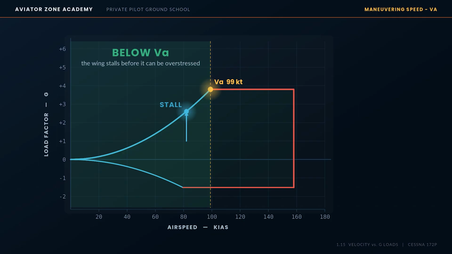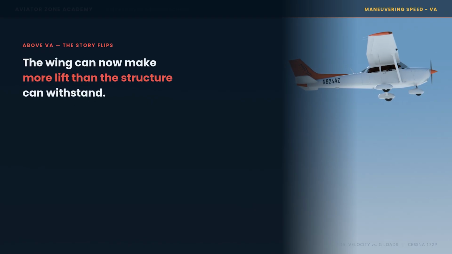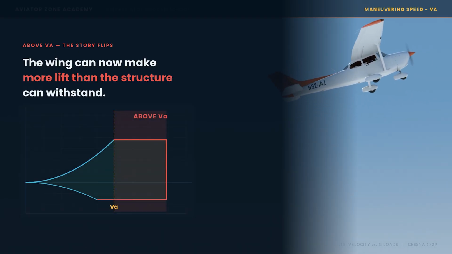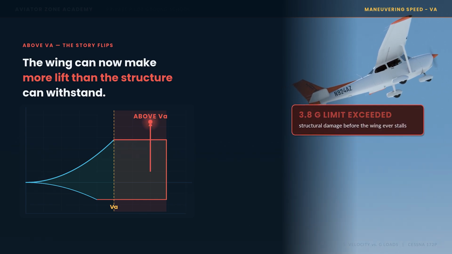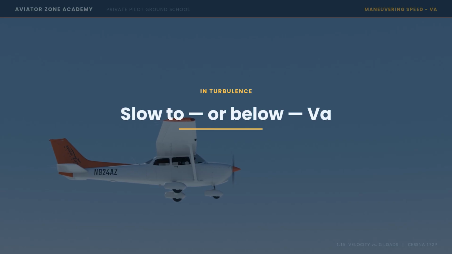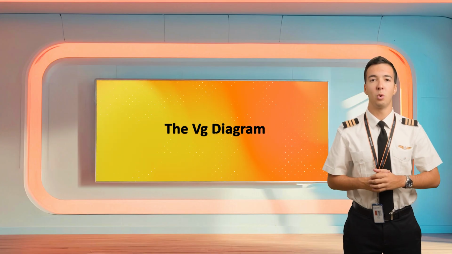The airplane protects itself. Above VA, the story flips. The wing can now generate more lift than the structure can withstand, so an abrupt full flight control input or a strong gust can exceed that plus 3.8 limit and bend or break the airframe before the wing ever stalls. That's exactly why we slow to or below maneuvering speed in turbulence, and here's the part that trips people up.